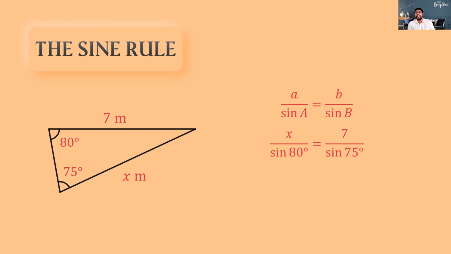Right? Then, children, we have to try and make x the subject. So what do you do? You multiply by sine 80. You take sine 80 to the other side, like this. Right? You take it to the other side. Now, children, take your calculators, enter this and tell me what you get for x. Right? So enter it into your calculator.